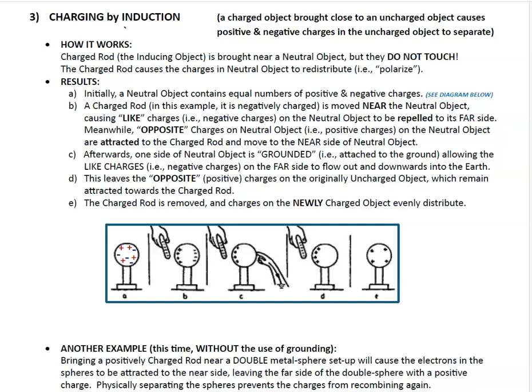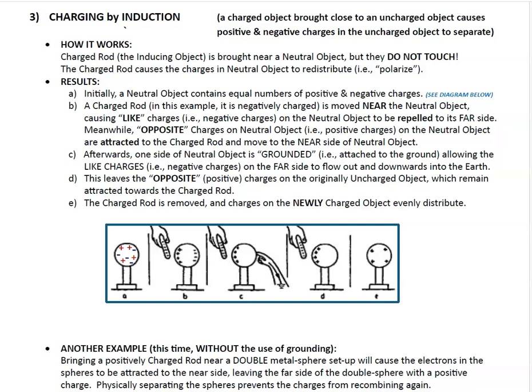Meanwhile, the opposite charges, in other words, the positive charges in this case, are attracted to the negative charges in the charged rod, so they move to the near side of the neutral object. So we polarize the charges. The positive charges are on one side, the negative charges are on the other.